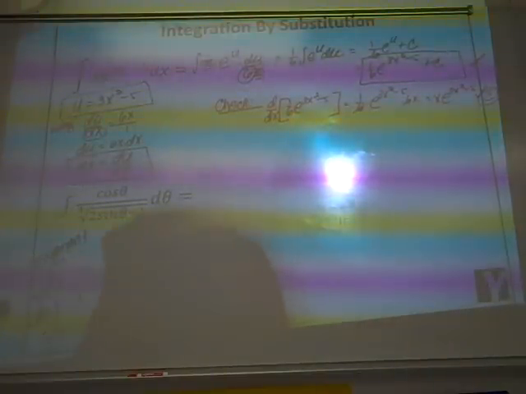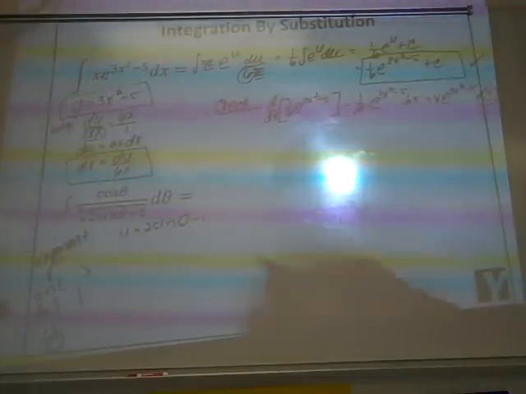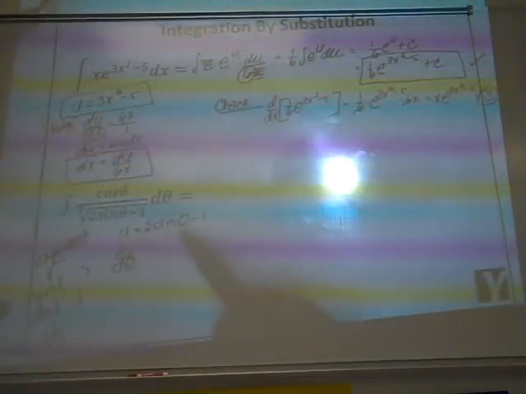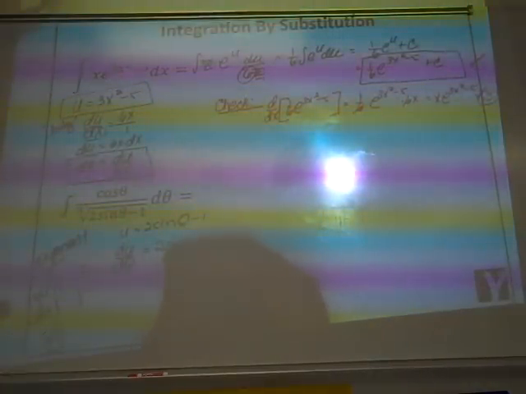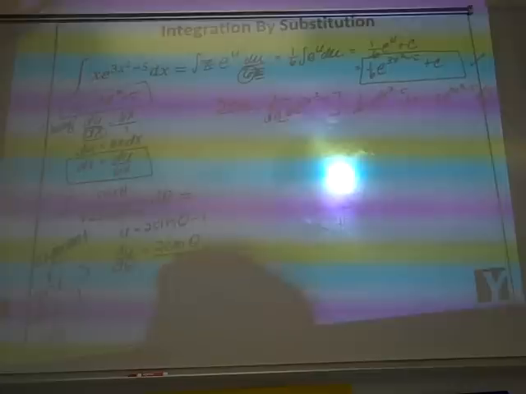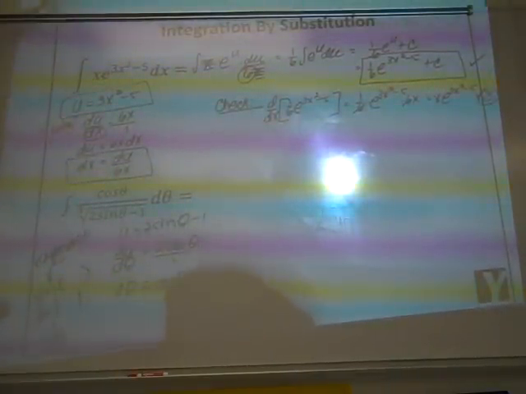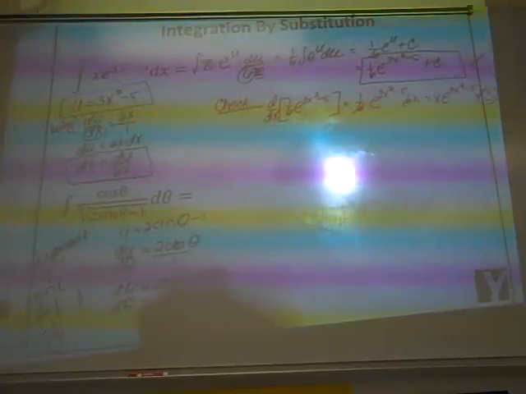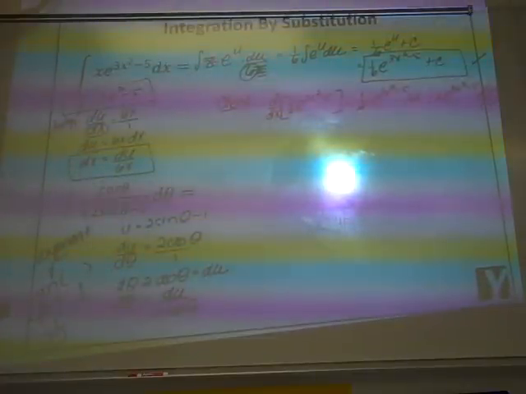I'm going to select 2 sine theta minus 1 as the baby. I take the derivative. Before it was with respect to x. Here theta is my variable, so we'll say du d theta, and that's going to be 2 cosine of theta. We're going to solve for d theta, which again can be a cross multiplication if you see it that way. D theta times 2 cosine theta is du. So that means that d theta is du over 2 cosine theta.